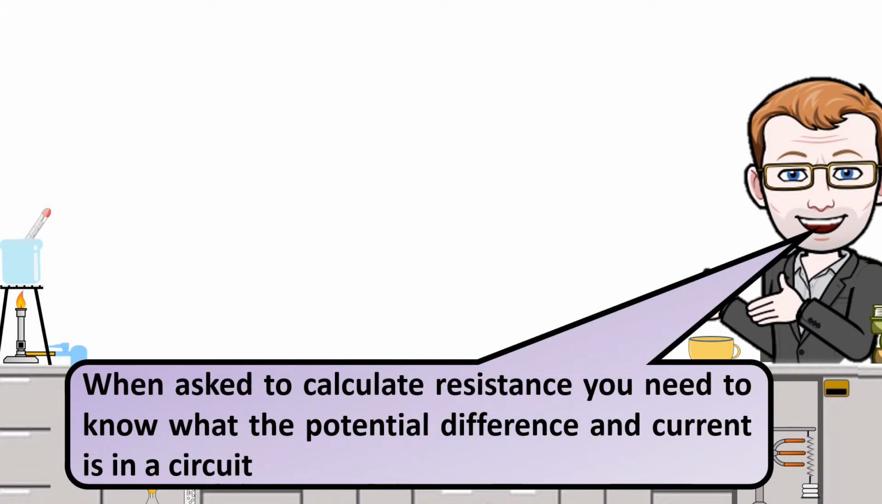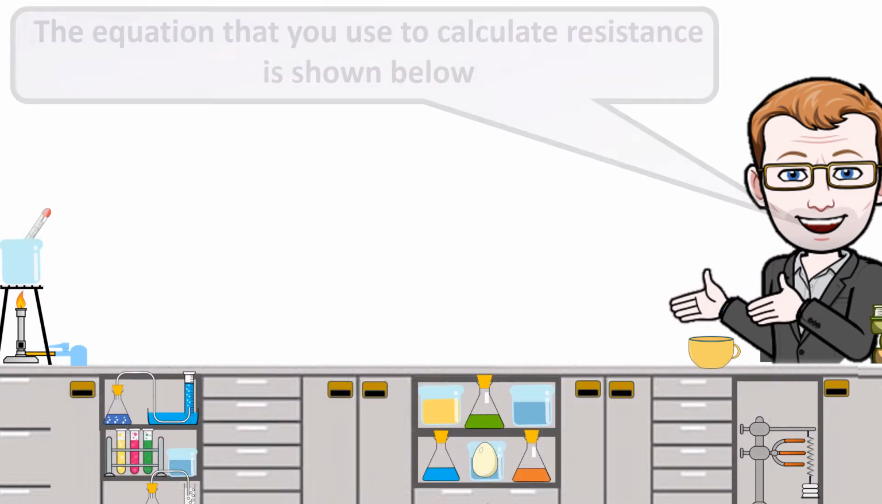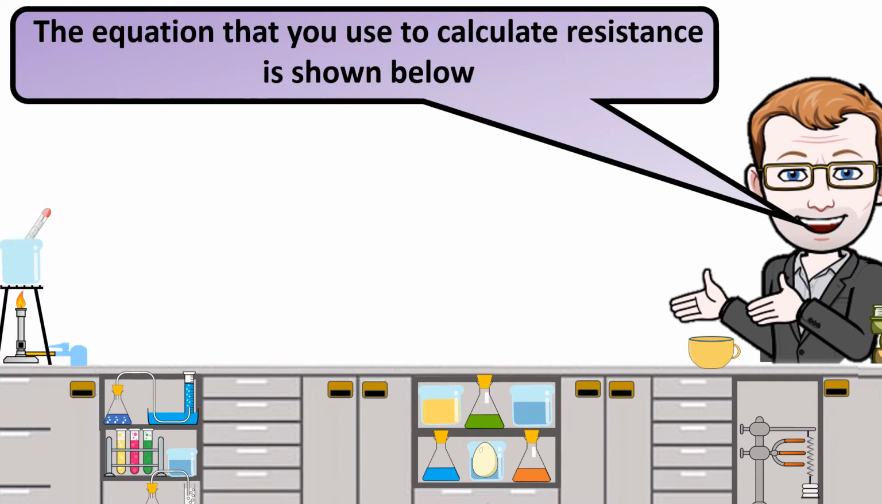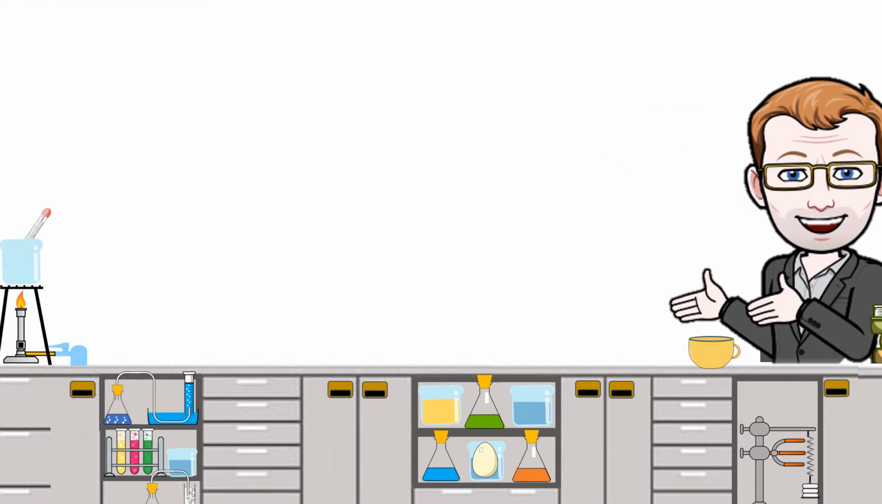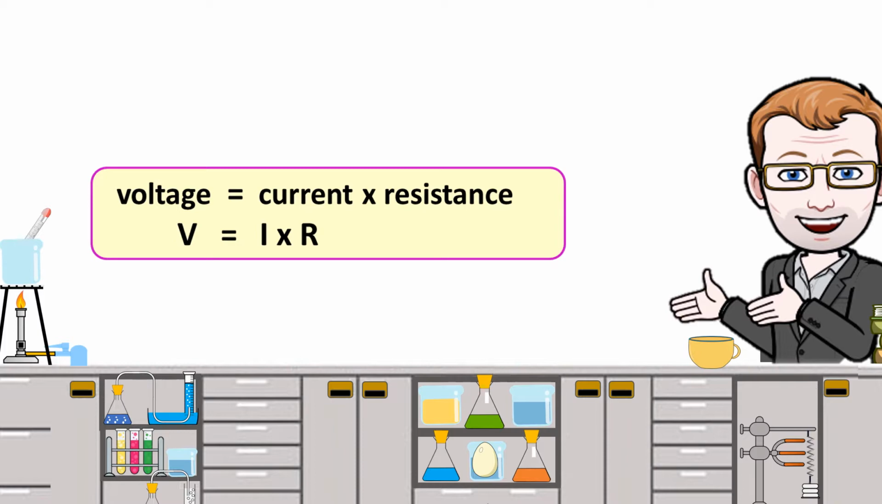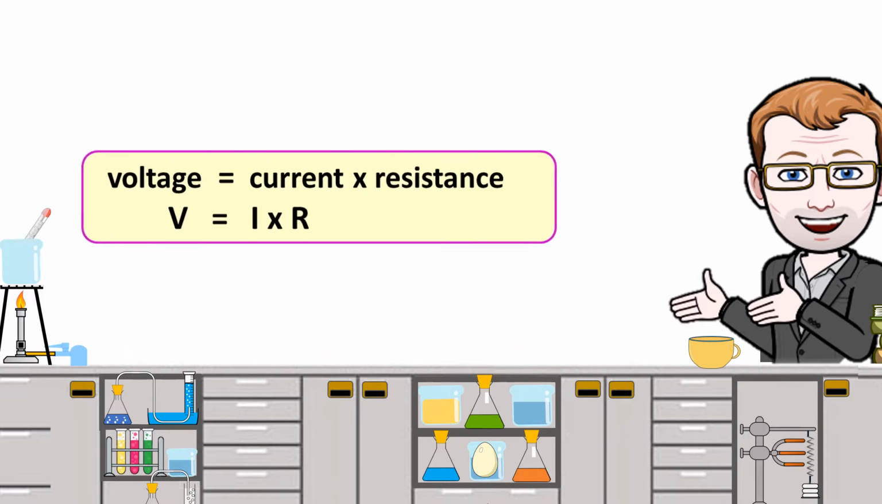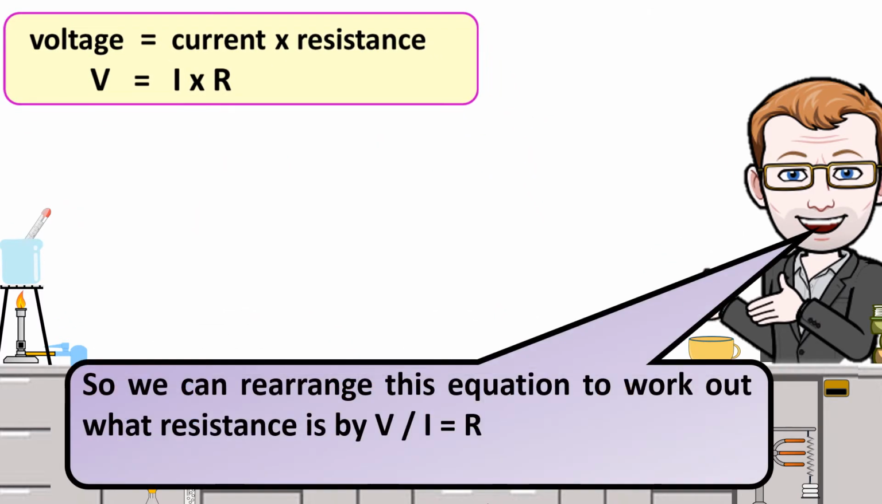To calculate resistance, you need to know what the potential difference and the current are in a circuit. So the equation that you can use to calculate resistance is shown below. We've got voltage is equal to current times resistance. Voltage, so potential difference, is measured in volts, current is measured in amps, and resistance is measured in ohms. We can rearrange this equation to work out the resistance: voltage divided by current is equal to resistance.